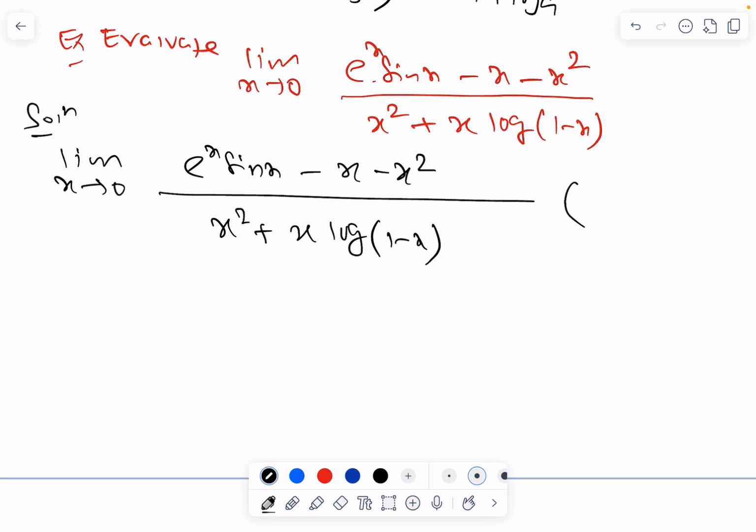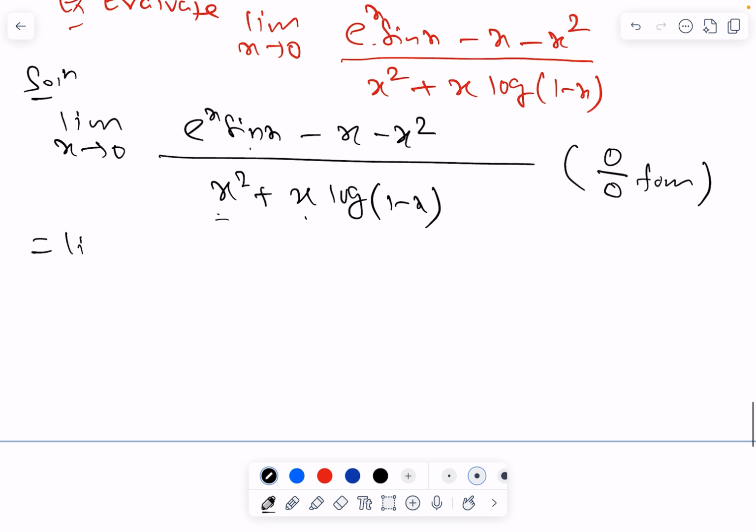Now e power 0 is 1, but sin 0 is 0. So numerator is 0. Denominator, x tends to 0, so x square is 0, x is 0, log 1 is 0. So this is 0 by 0 form. So let us use the theorem, take the derivative separately in numerator and denominator.